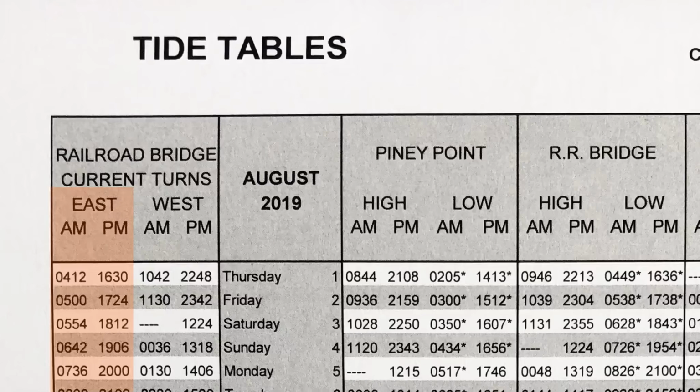So the column that you're looking at on the tide chart reads, Railroad Bridge Current turns east. And if you want to plan your trip so that you have the best shot at getting in on these epic blitzes, then you want the AM, the morning current change, the morning east turn, to occur within 2 to 3 hours of sunrise. Historically, this is when these major blitzes happen.